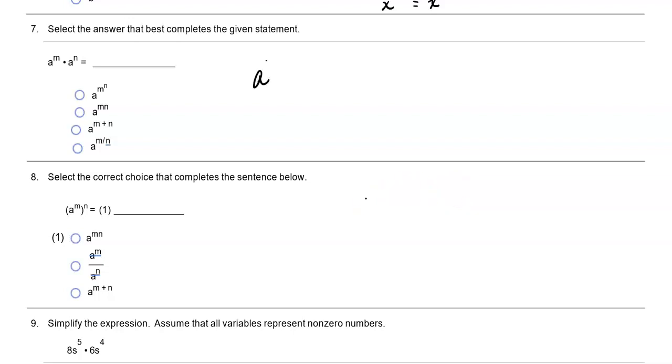For this next question, we're given a to the m times a to the n. This represents the definition for the product rule. The product rule states that when multiplying expressions with the same base, as in a and a, we keep the base and we add the exponents.